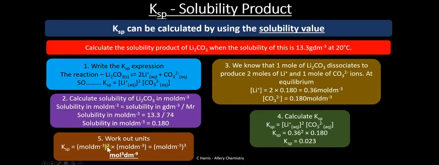Okay, let's proceed here. Now, lastly, the units are also important, like we said before. So your units are moles per cubic decimeter here, squared, because this is for the lithium. You have a square here, times your moles per cubic decimeter for the carbonate here, and you apply your product rule here, which is moles to the power of 3, and for the decimeters, -9. So that's it.